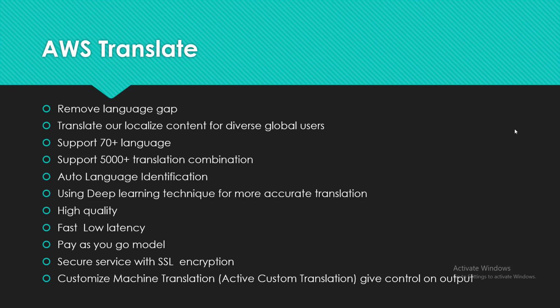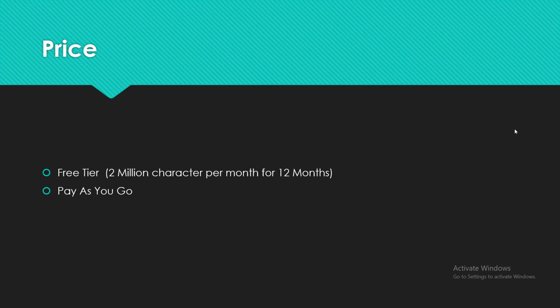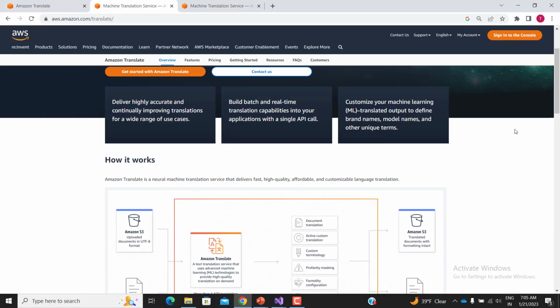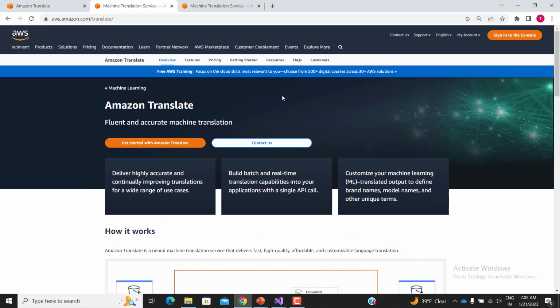So let me jump on to the price part. The best part with AWS is that it also provides the free tier, and with the free tier you get 2 million characters per month for 12 months. So it is a good amount, you can try it. Most of the time we just need to check whether the service is working fine or not, or whether the response is good or not. So you can try the free tier, and if you like, you can opt for the pay as you go model.